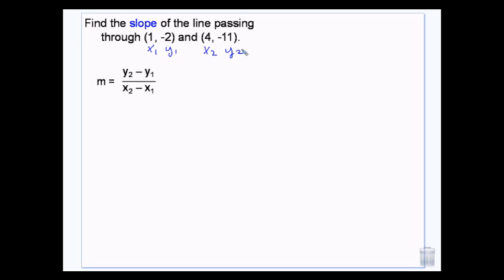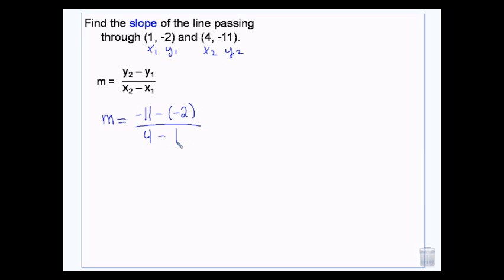All right, so my slope, y2 is negative 11, minus y1, which is negative 2, over x2, which is 4, minus x1, which is 1.